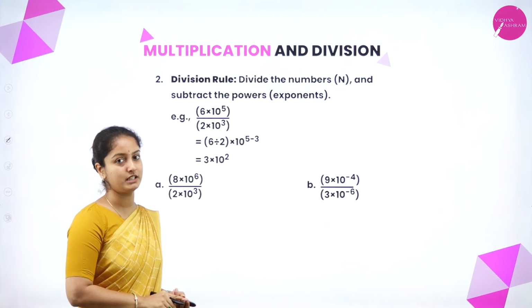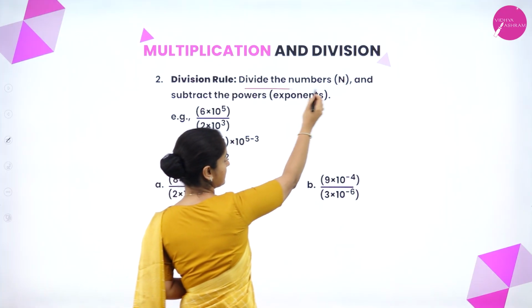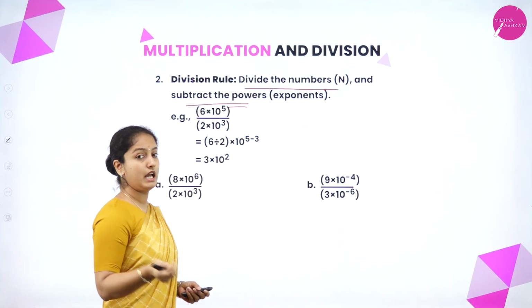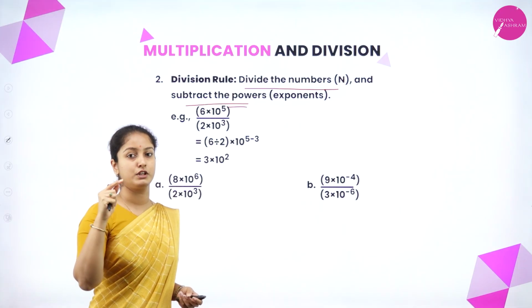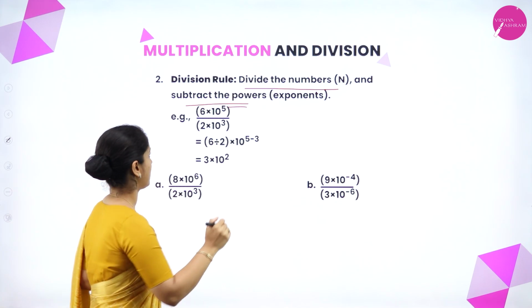Then we shall learn about the division rule. What the division rule is: divide the numbers, then subtract the powers. In multiplication, we used to add the exponents. Here we have to subtract the exponents. How do we do it?